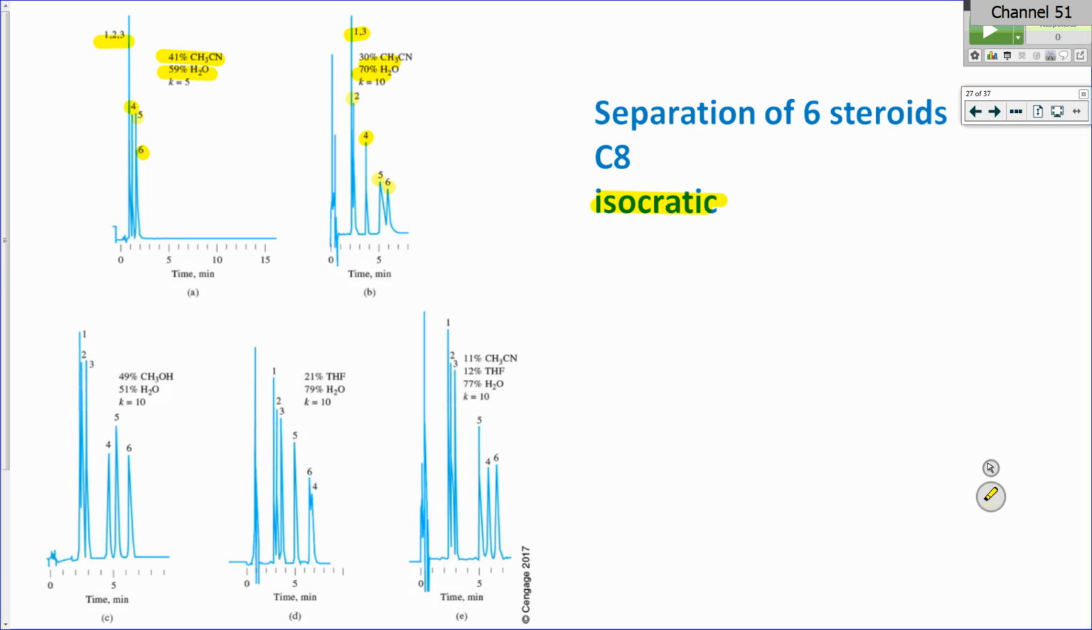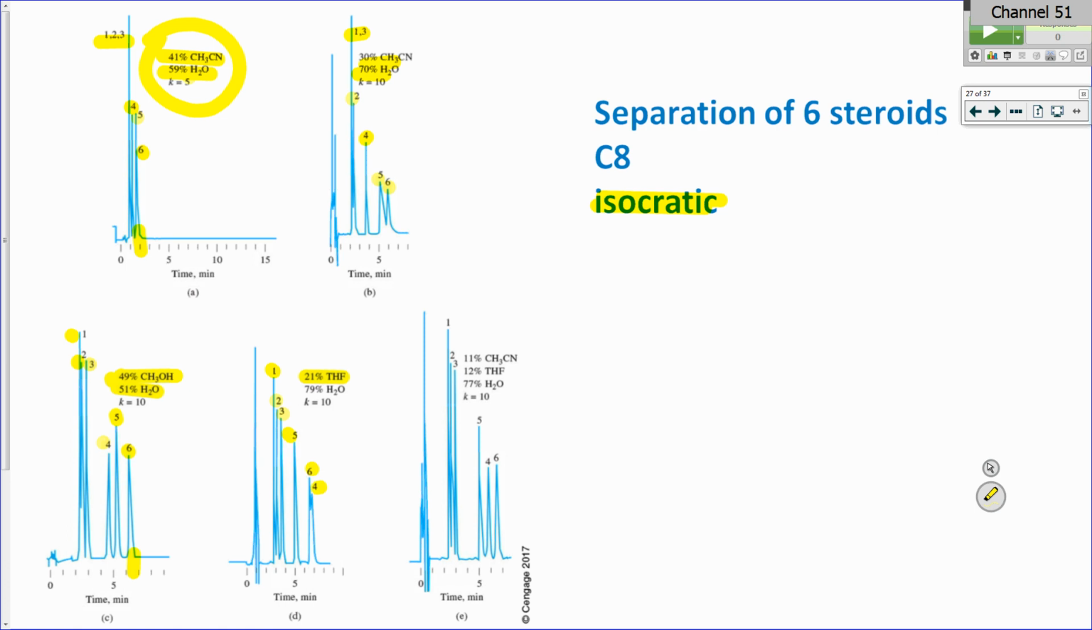Then they changed to methanol as a solvent and did 49% methanol, 51% water. The same mix of organic to water as the one above, but now methanol is a weaker solvent. So even though it's 49%, where the last compound eluted in 2 minutes, now the last compound comes off in 7 minutes. And you've got a little better separation. Peaks 1 and 2 are resolved a little bit. 3 is isolated. 4, 5, and 6 are in good shape. So they changed now to THF. And in THF, they got 1, 2, 3 separated well, 5 separated well, but now 4 and 6 coelute.